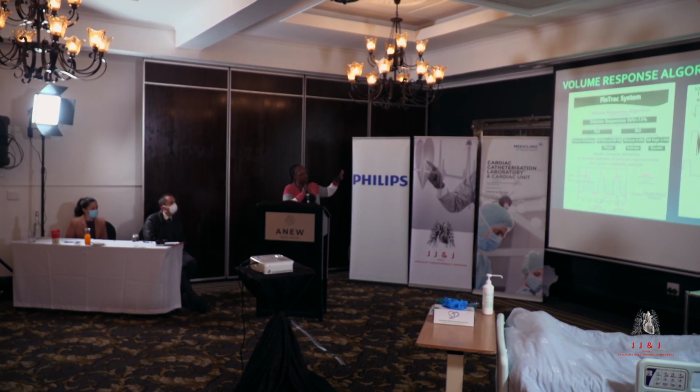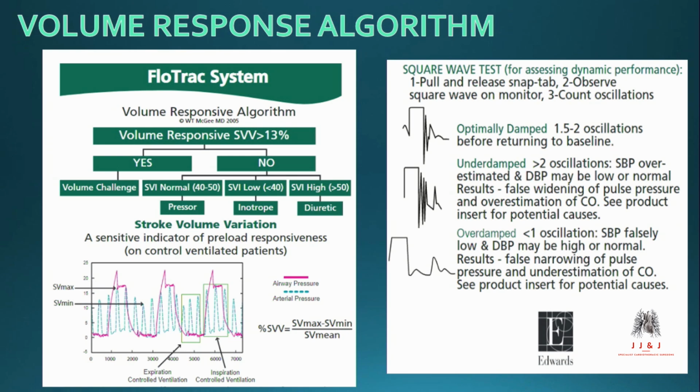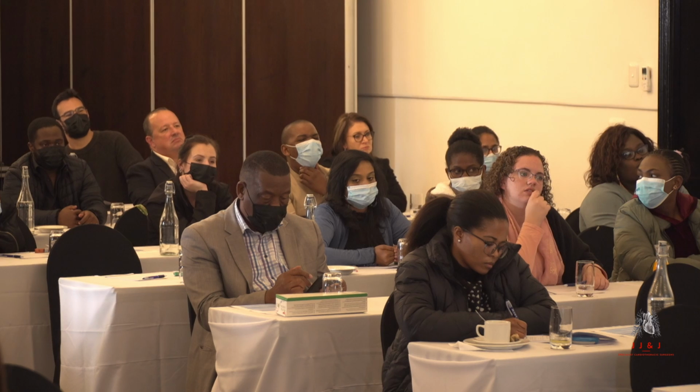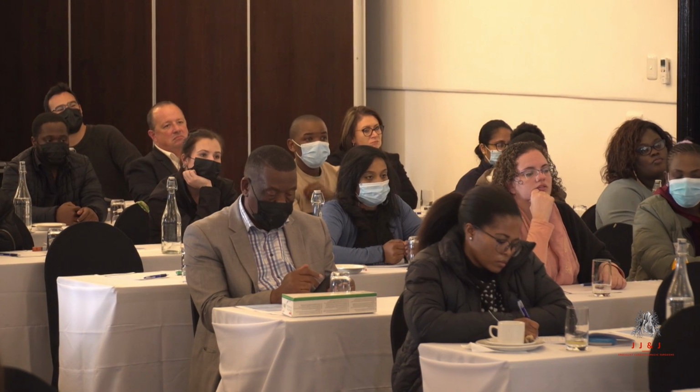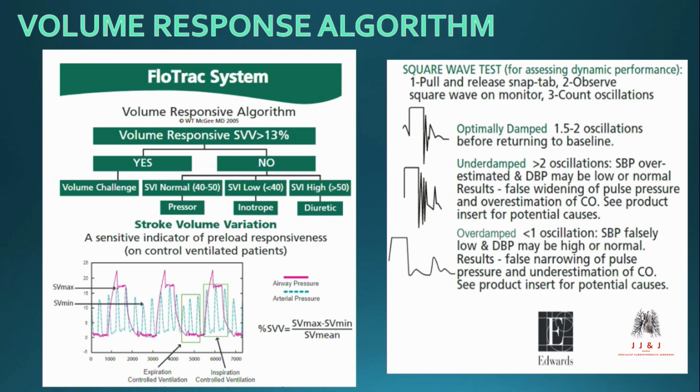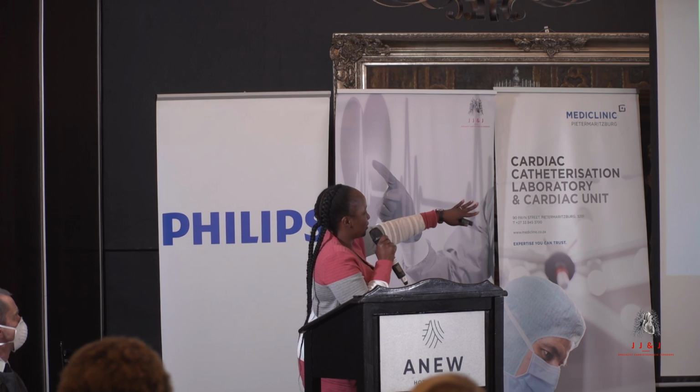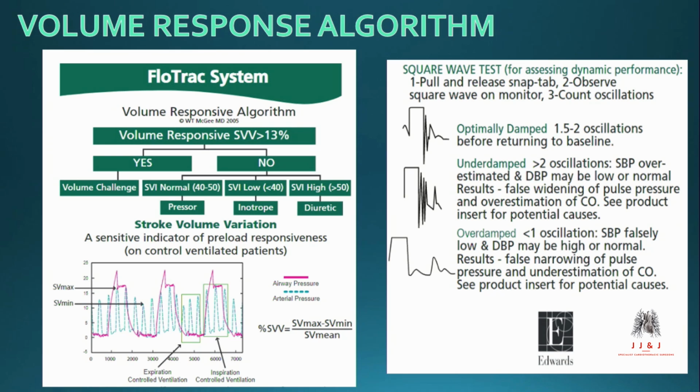You can look it up on the FloTrac system algorithms on Google, but it's basically a very nice guide or algorithm that we have in monitoring our patients. So if you follow through, you've got an SVV which should be less than 13%. If we follow through and it says yes, then we go into a volume challenge. You can either give gelofusine, you can give colloids, or whatever volume you want to give your patient. If we go on to the next side, it says no. So then you look at SVI on your cardiac monitor: 40 to 50, then you can give pressors. If SVI is low, which is less than 40, it's inotropes. If SVI is high, which is above 50, then you would do diuretics.